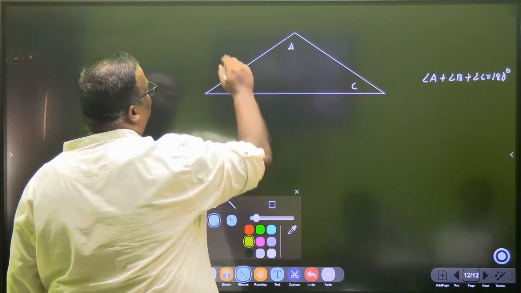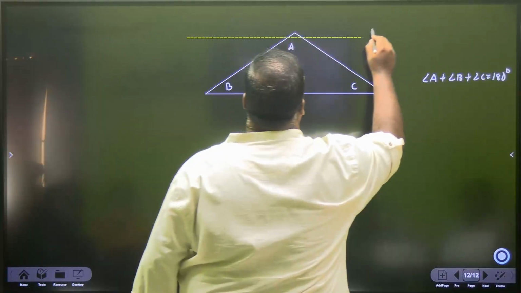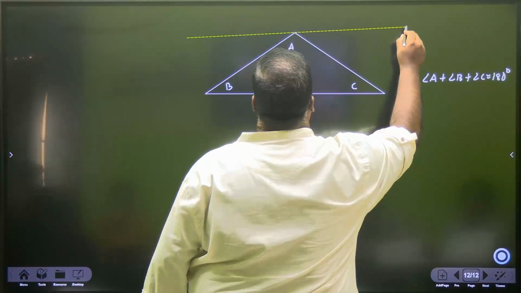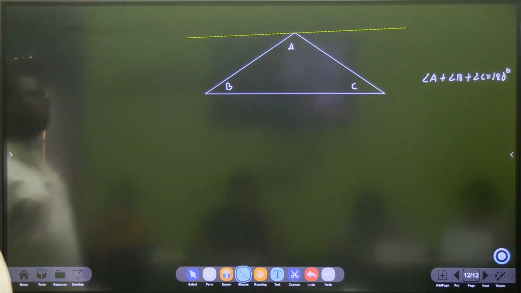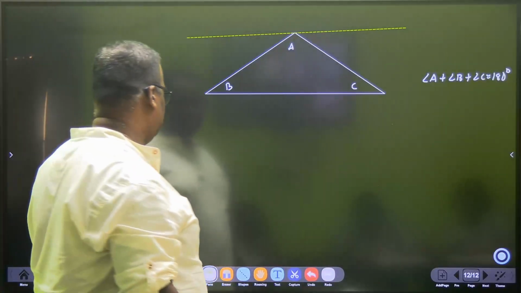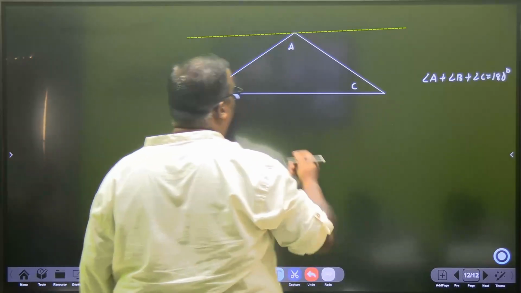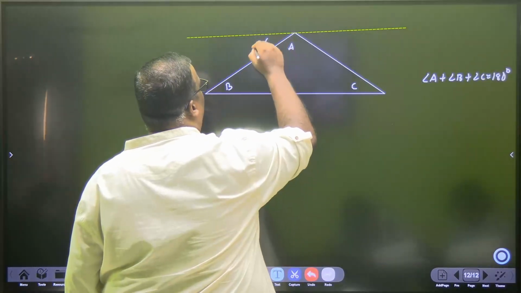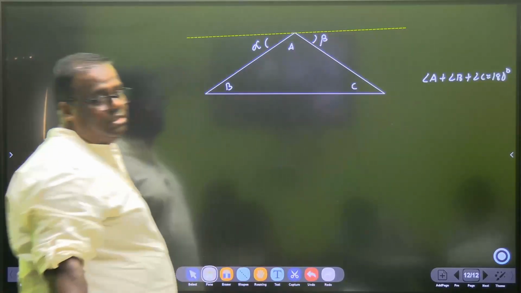So what do we do? We actually draw a line parallel to BC. We draw a line parallel to BC which touches the vertex at A. Clear, children? Okay. In that case, we have the formation of an angle, say alpha. We have the formation of an angle called beta out here. Clear?